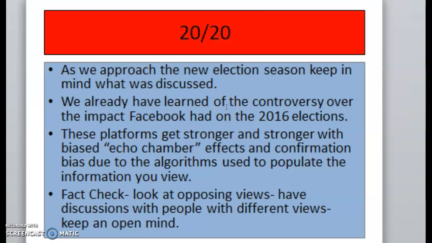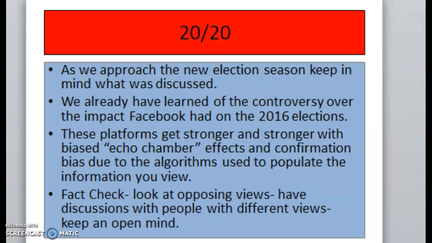In 2020, as we approach the election, keep in mind what has been discussed as far as how to verify what's real and what's fake, and what information you are consuming that develops your own opinions. We've already been told about the effect of Facebook on the 2016 elections, and there's another election coming up. So these platforms get stronger and stronger with biases. They have the echo chamber because they're going to keep feeding you information that you're interested in through your clicks and engagement. So that is just confirmation bias, and the algorithms are set up that way.